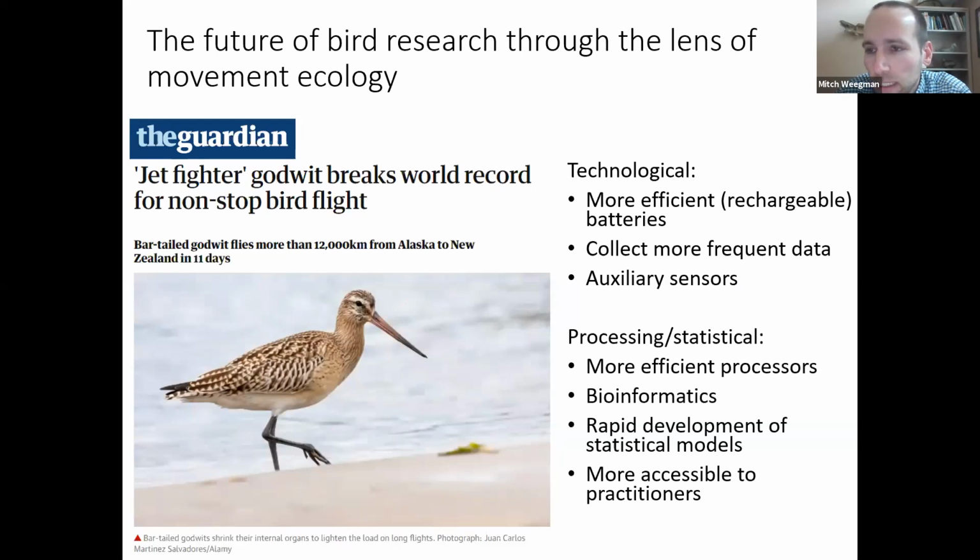We also are quickly advancing the processing and statistical capacity here. So we have, of course, more efficient processors. The field of bioinformatics is exploding from a human health perspective, but also in ecology. We have the rapid development of statistical models, and more folks are sharing code and ways of approaching mathematical thinking, and this all allows reproducibility and greater accessibility, I think, to practitioners, which is really exciting.